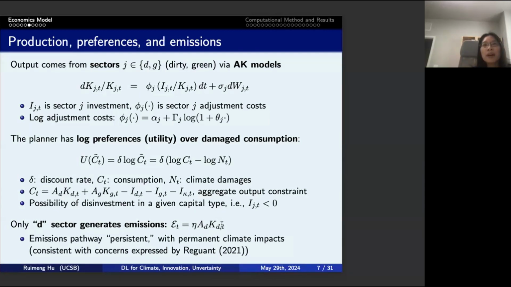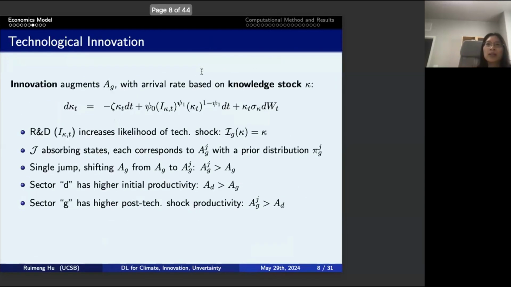So we already talked about the capital from the dirty sector and the green sector. Now let's talk about the knowledge stock. There's another part in this framework which we call the innovation. Kappa here is the knowledge stock, and this also is modeled by a diffusion process where I is the investment in this particular capital. And then the higher the knowledge, the higher the intensity of a technology shock.